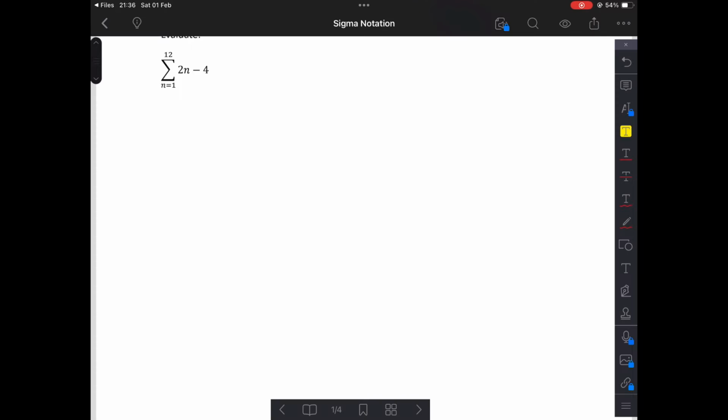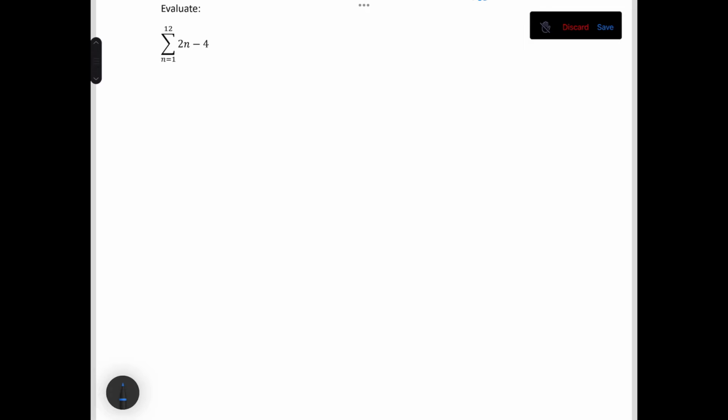They say evaluate the sum of 12 terms starting at 1, and therefore the general formula is 2n minus 4. Our general formula is given here. Tn equals to 2n minus 4. Okay, so now let's find our first term, T1. It starts at 1, so therefore it will be 2 times 1 minus 4. And that gives us negative 2.